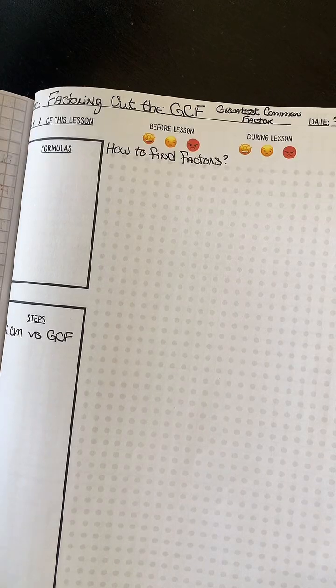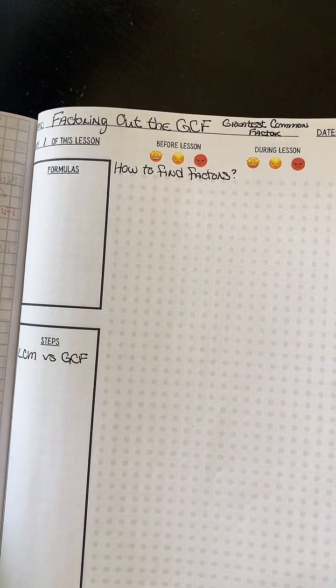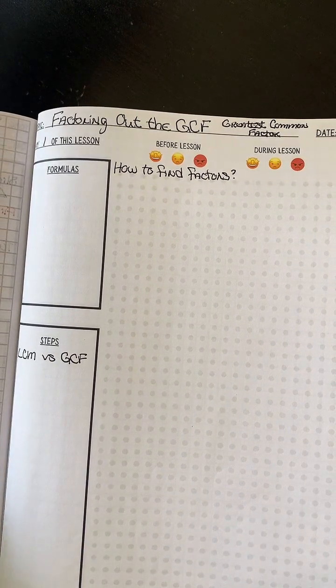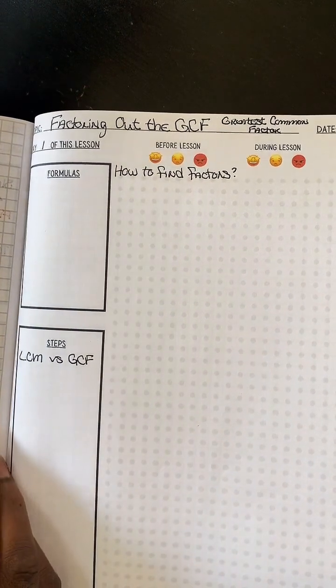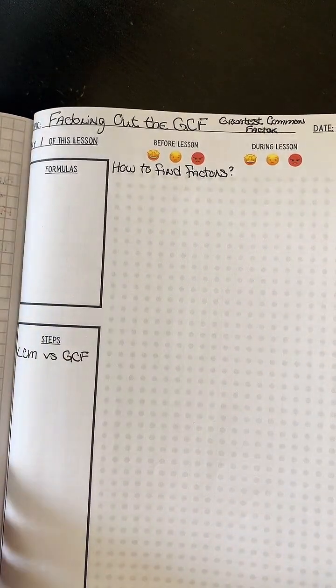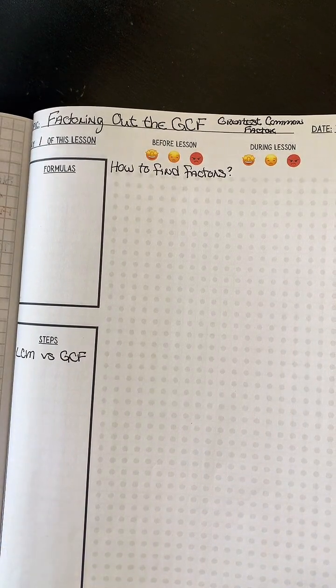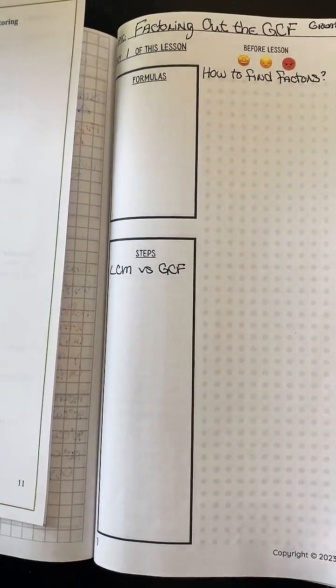Okay, cool. So what we are going to be working on today is factoring out the greatest common factor. So that GCF. If anything, and when I say we, I include myself in it, we always basically screw up what the LCM is versus what the GCF is.